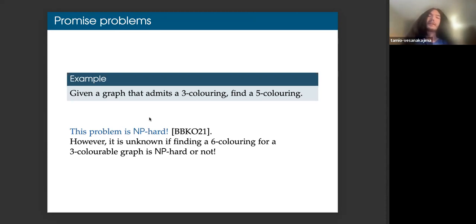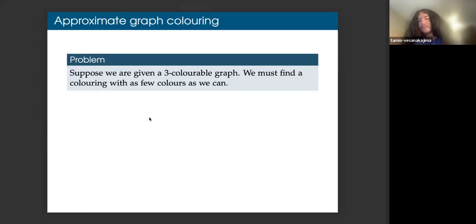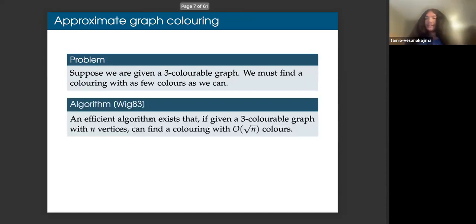What is the smallest number of colors that we could use to color the graph? So if I give you a 3 colorable graph, again, without giving you the coloring, what's the smallest number of colors that you can get away with and color my graph? Well, even in 1983, Wigderson gave an algorithm that uses only O of square root of n colors. So again, you notice this is a non-constant number. It depends on the number of vertices, n.